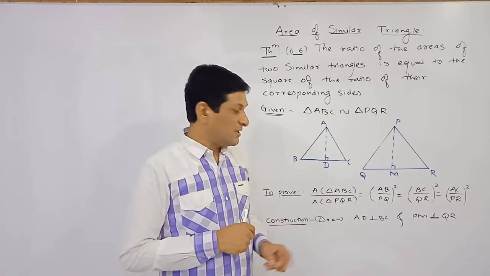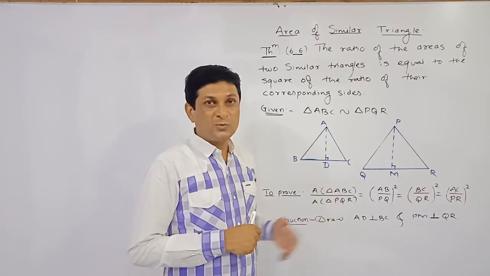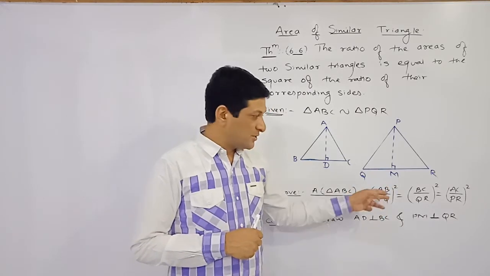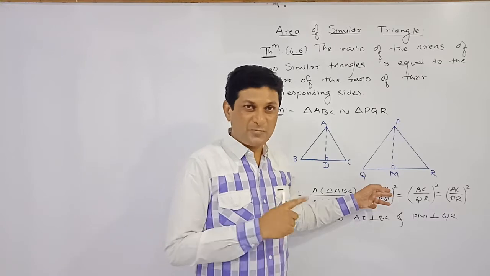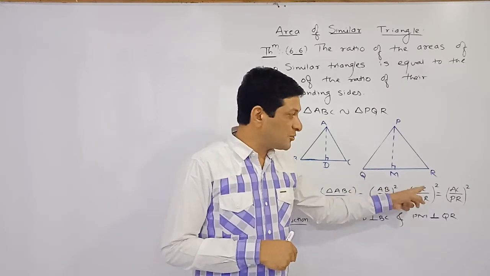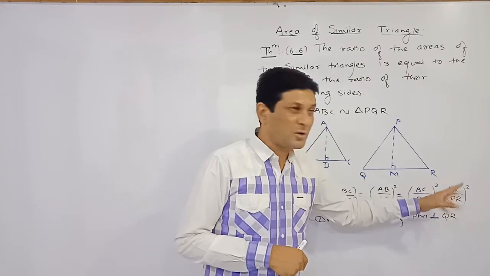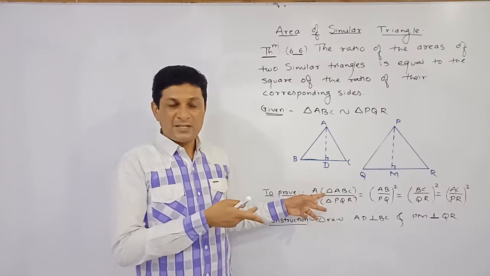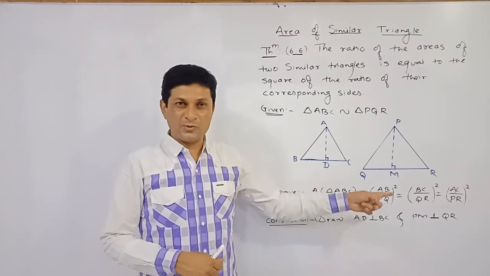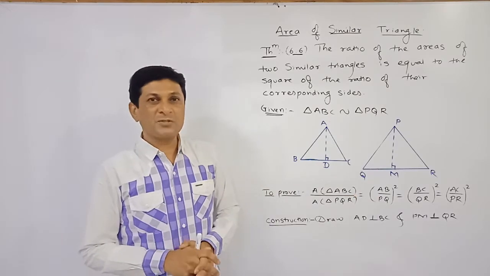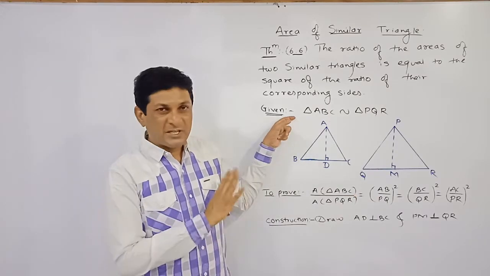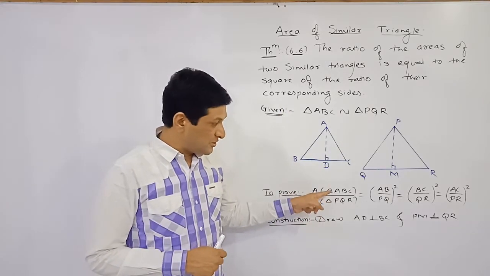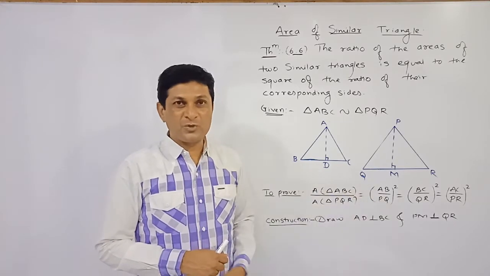And what do we have to prove here? We have to prove that the ratio of areas of these two similar triangles is equal to the square of the ratio of corresponding sides. This is the ratio of the first pair of corresponding sides, this is the ratio of the second pair, and this is the ratio of the third pair. We have to prove that the ratio of areas of these two similar triangles is equal to the square of the ratio of its corresponding sides. Hope the given condition is clear: the two triangles are similar to each other, and we are going to prove that the ratio of areas is equal to the square of the ratio of corresponding sides.